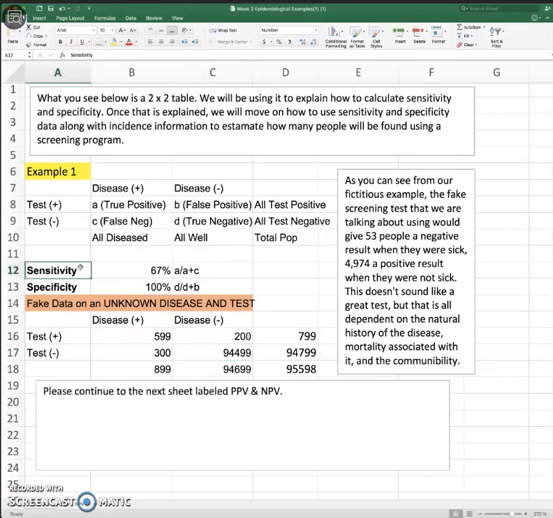So generally, what you want in a screening test, which is administered to a large number of people, is a high sensitivity. You don't want any false negatives. You want to maximize the number of true positives. And in a confirmatory test, you want a high level of specificity, or the number of true negatives. So you want to minimize the number of false positives.